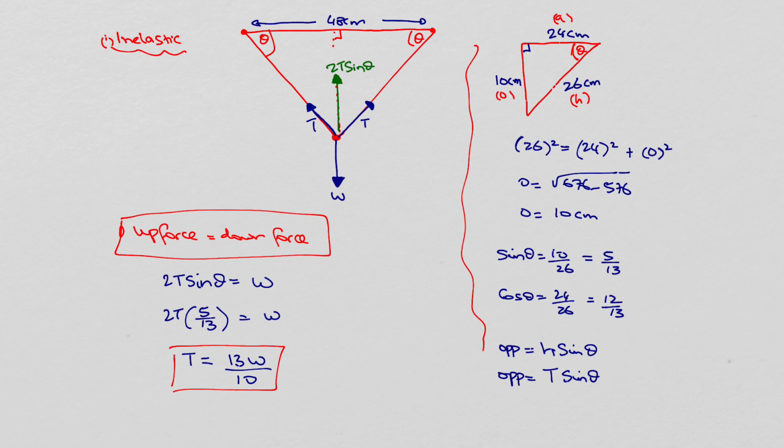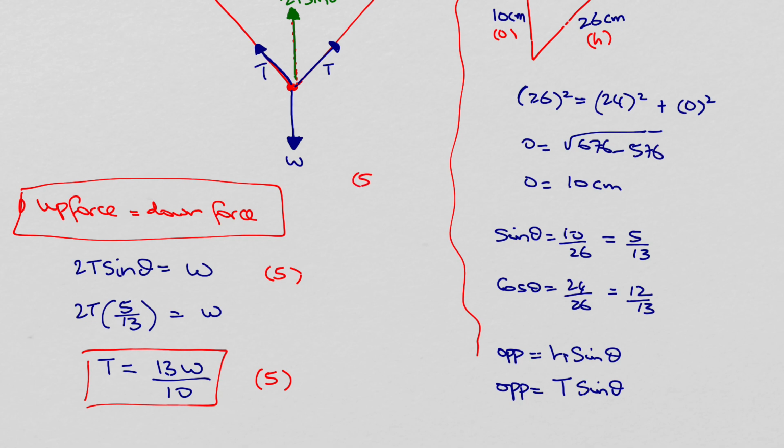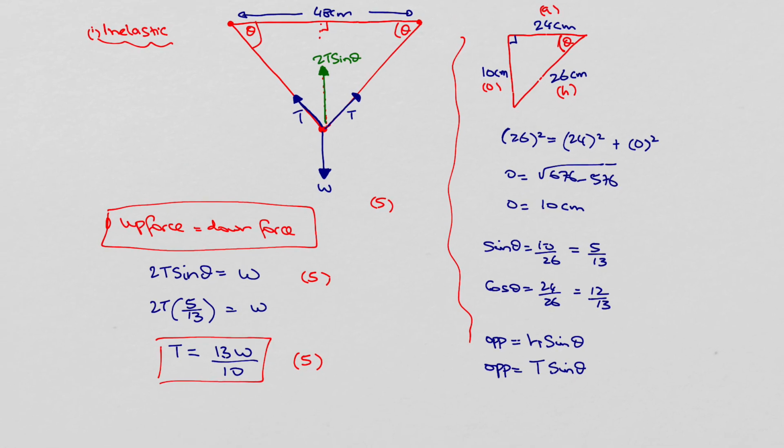So we had 5 for setting up, and 5 for our answer, and 5 for getting this 2T sine theta. So 5 essentially for our diagram being set up nicely.